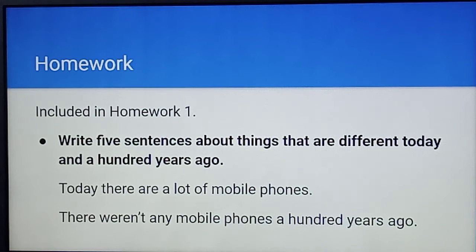So today, there are a lot of internet networks. There weren't any internet networks 100 years ago. So you can do it like that.